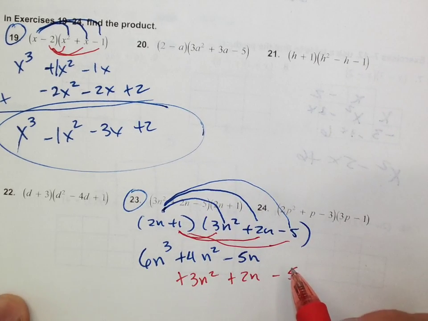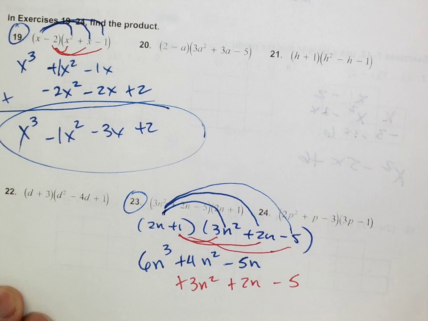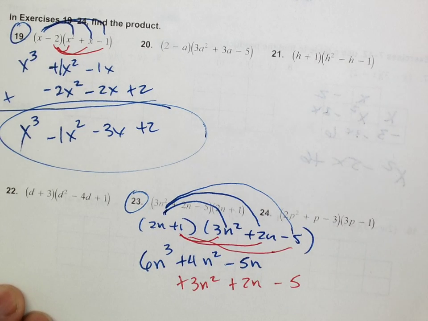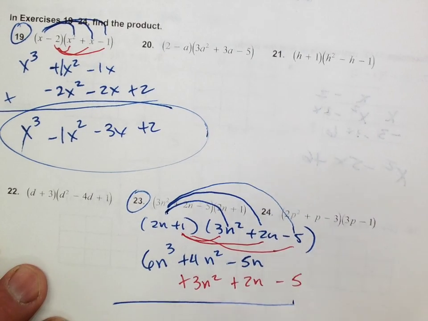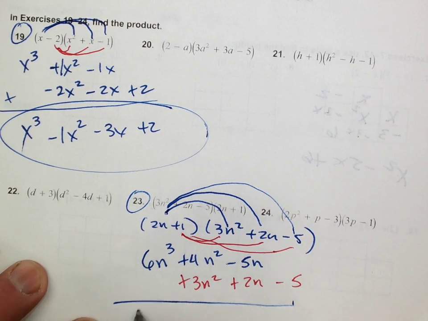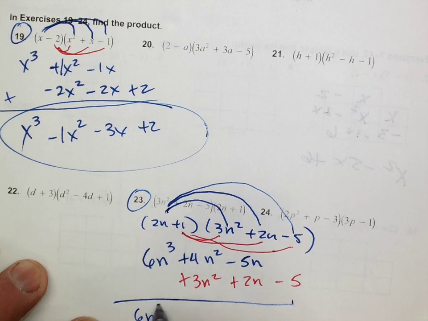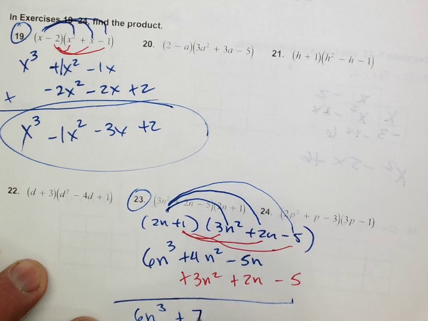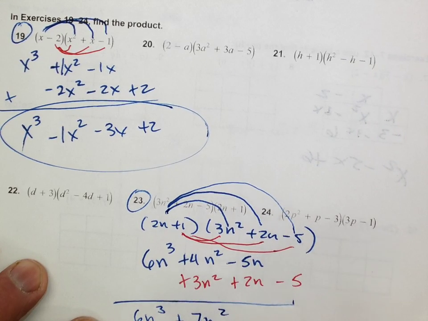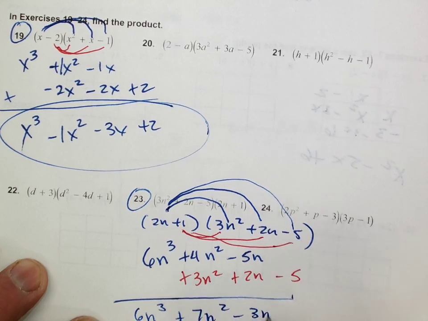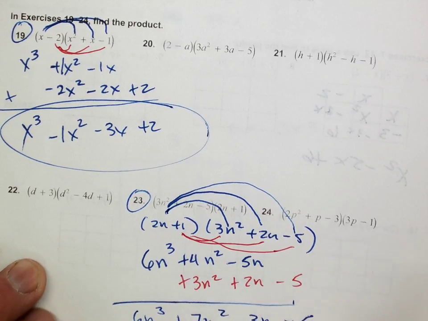Am I going slow enough for you guys to be able to get ahead of me? Kylie says, yeah, I'm done, Mr. Abraham. Yeah, Annie? My answer: 6n cubed plus 7n squared minus 3n minus 5.